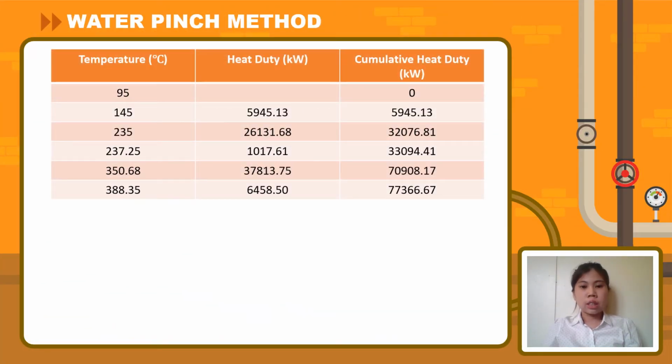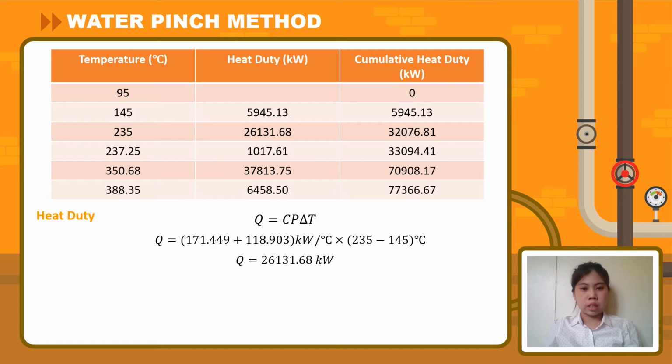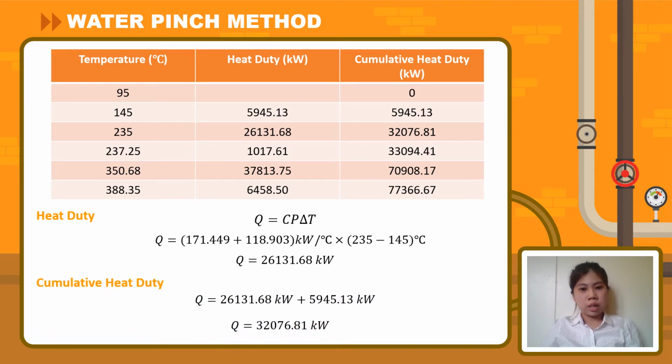From each interval, the heat duty can be calculated by using the formula Q equals Cp delta T. For example, for E1 and E2 within the interval of 145 to 235 degrees Celsius, the heat duty is calculated by summing up the Cp value of E1 and E2 and multiplying with the temperature difference between 235 and 145 degrees Celsius, and we get Q equal to 26,131.68 kilowatt. Then, the heat duty calculated for each interval is added together with the heat duty of the previous interval to get the cumulative heat duty.